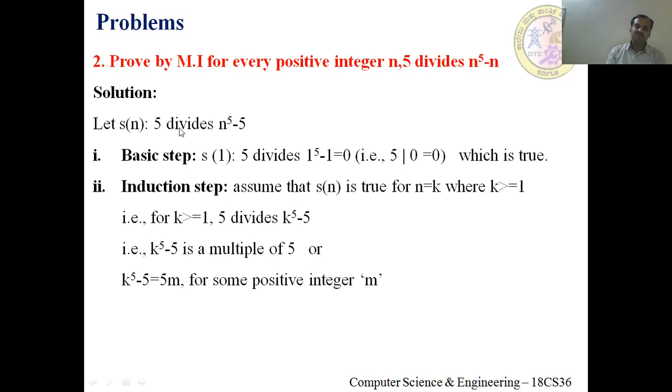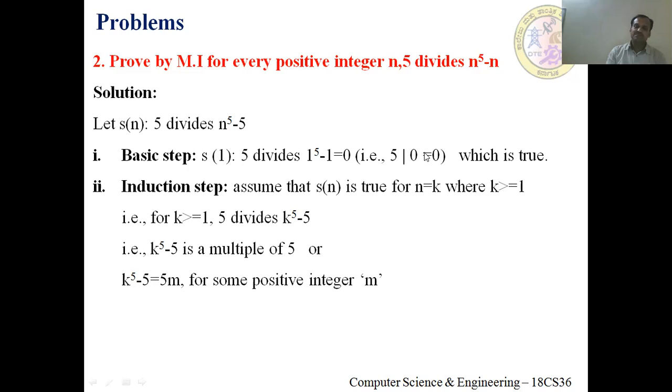In the basic step, we prove that the statement is true for n is equal to 1. Wherever n is there, replace it by 1. That is, 5 divides 1 to the power of 5 minus 1. 1 to the power of 5 minus 1 is 0. Definitely 5 divides 0, because if we divide 0 by 5, the quotient is 0.